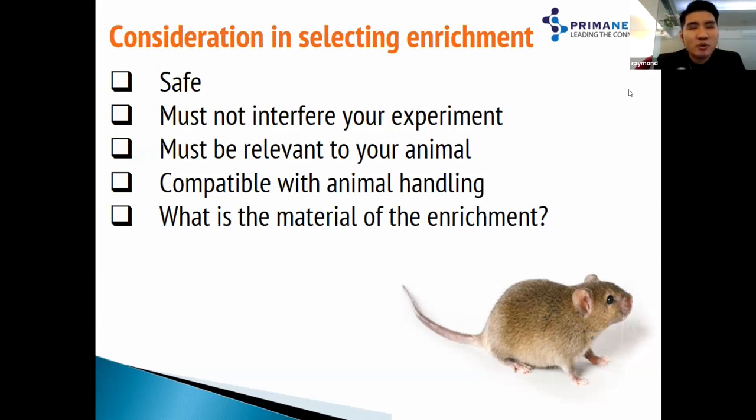So a few considerations in selecting enrichment materials. If you are putting something into the cage for the animals to play with, let's say, to spend their life on, what is the consideration? The first, it must be safe. It cannot have sharp edges. If it is made of plastic, you can do a drop test, for example from the table down, to ensure that it doesn't break, because animals won't know. You have to brush the edges with your hand and check if there are any sharp edges. If no, then it will be safe.